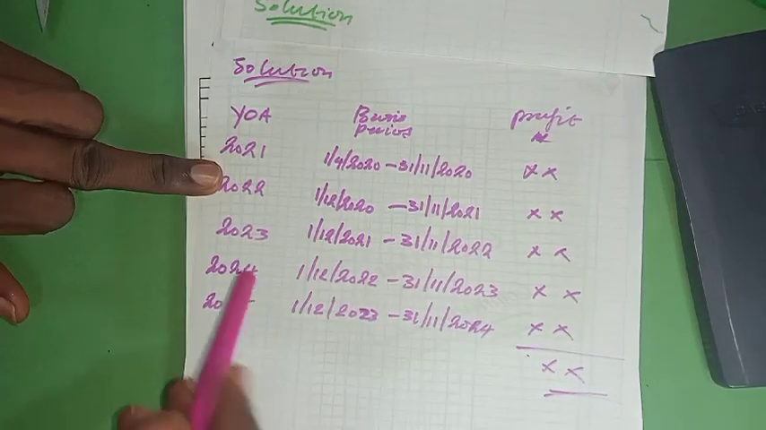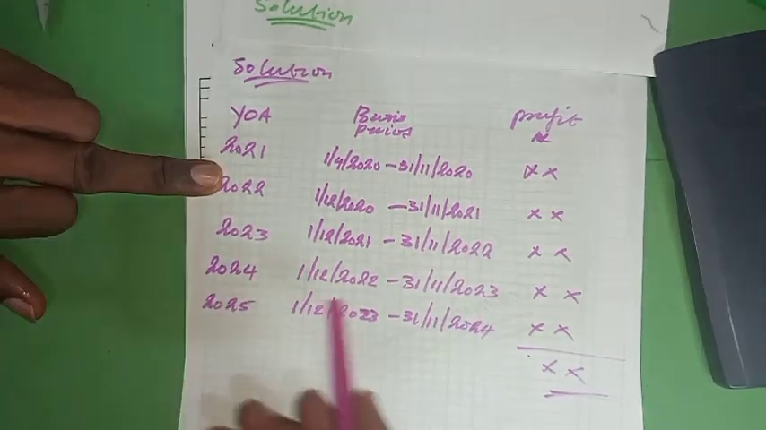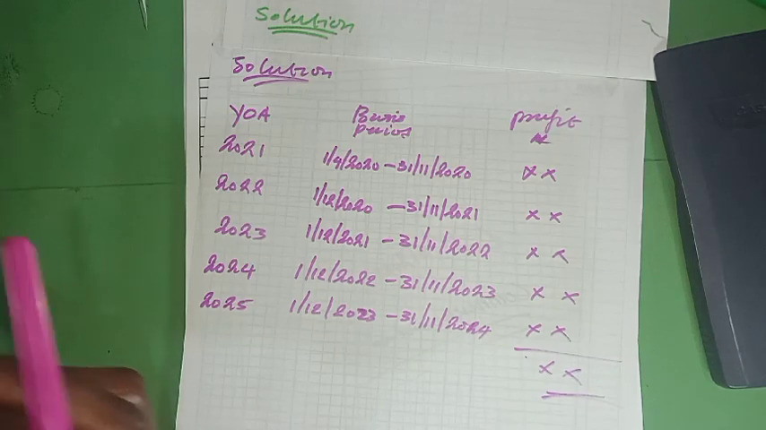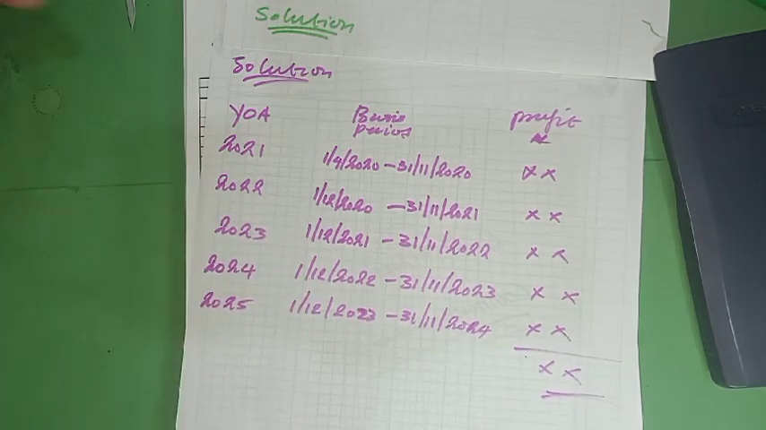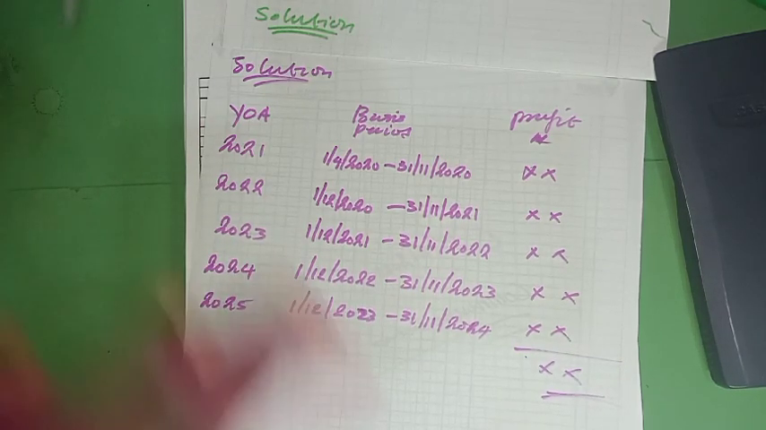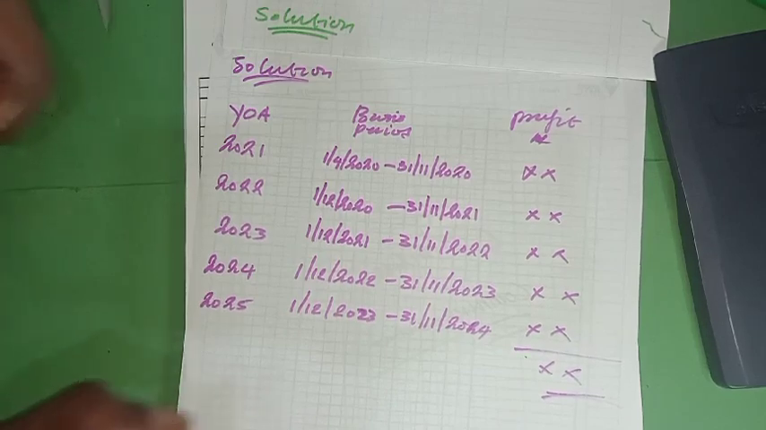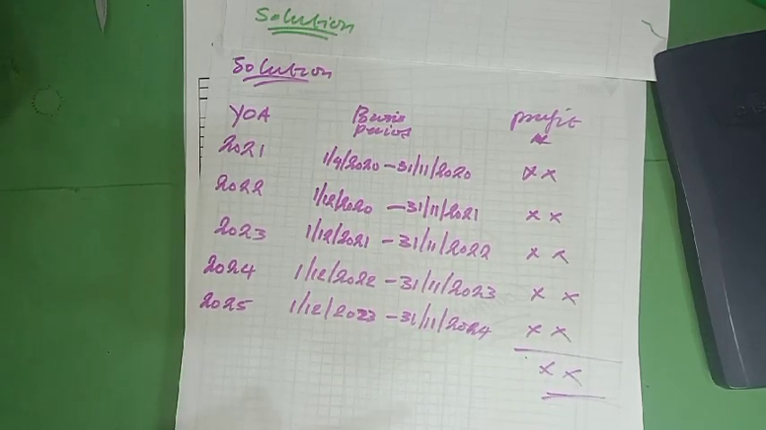From here to here is 1 year. From here to here is 1 year. Here to here is 1 year. So the overlapping issue has been eliminated from here. There is no gap, no overlapping. You understand? So I hope you get it. If there is any question, ask me in the comment section.